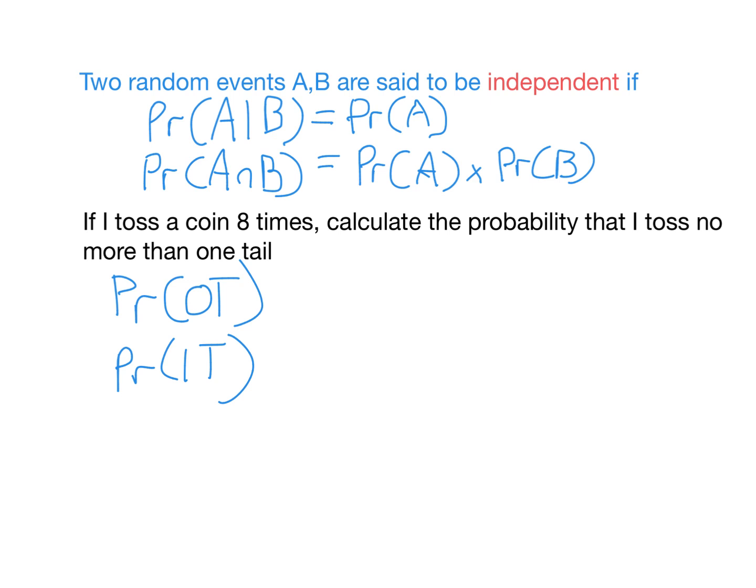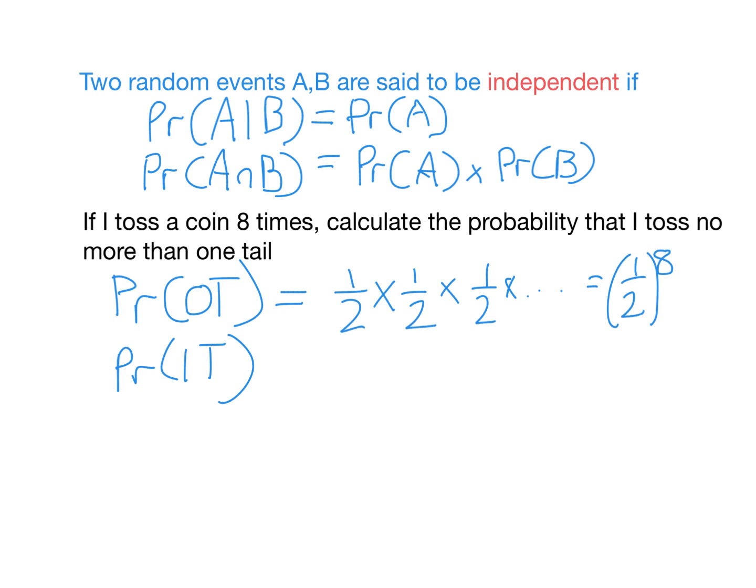Now, each coin toss is independent. Doesn't matter whether you got heads or tails on the previous toss, because that doesn't affect the chances of what you'll get on the next toss. So the probability that you get heads on the first go is a half. The probability you get heads on the second go is a half. The probability of heads on the third go is a half, and so on. Obviously, a quick way to do this, we're multiplying a half 8 times.